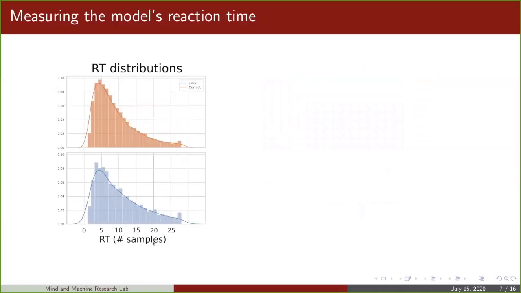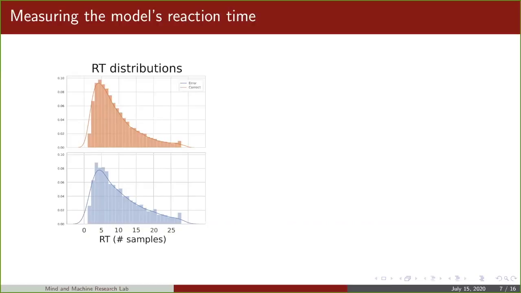What happens to reaction times? As you can see here, these are the reaction time distributions for correct and error responses. Unsurprisingly, because we're doing an SPRT, the reaction times from the model exhibit a characteristic exponential Gaussian distribution for both correct and error responses. Again, this is expected, but it's nice to see that the model can reproduce at least the basic results. If it can't do this, there's no point in going on.